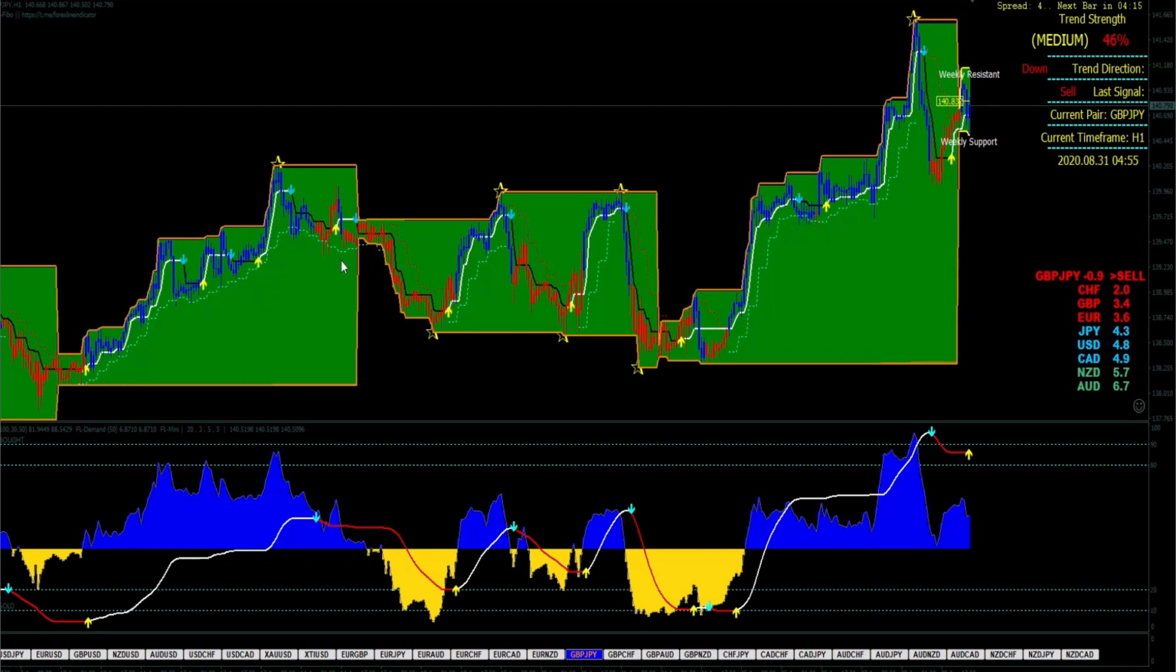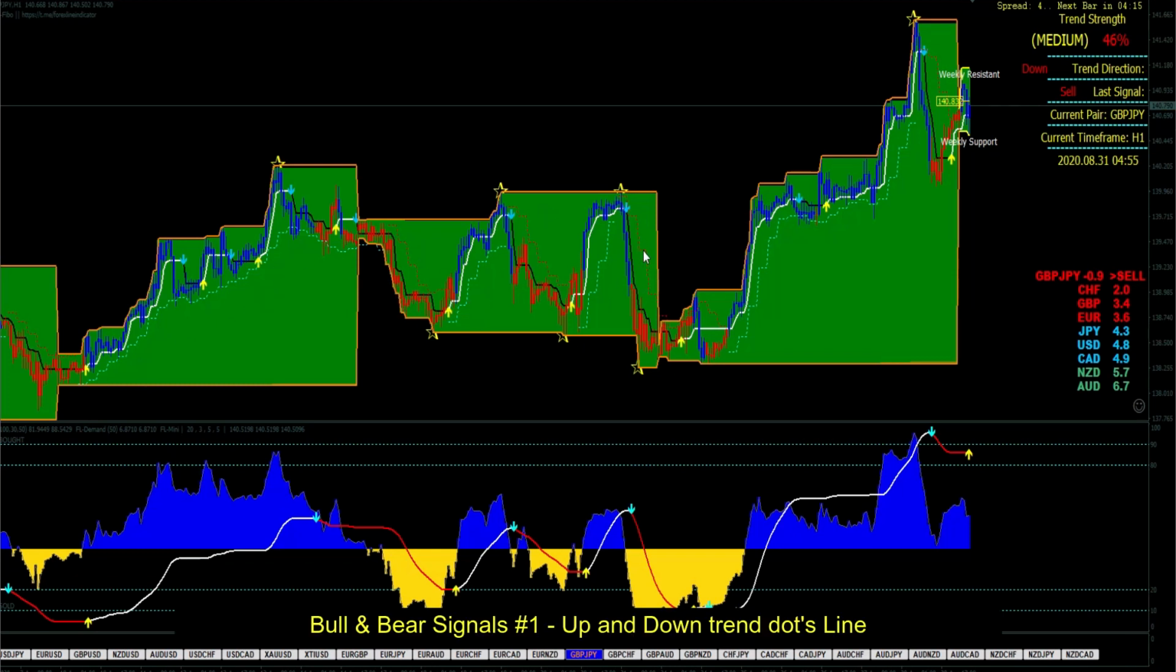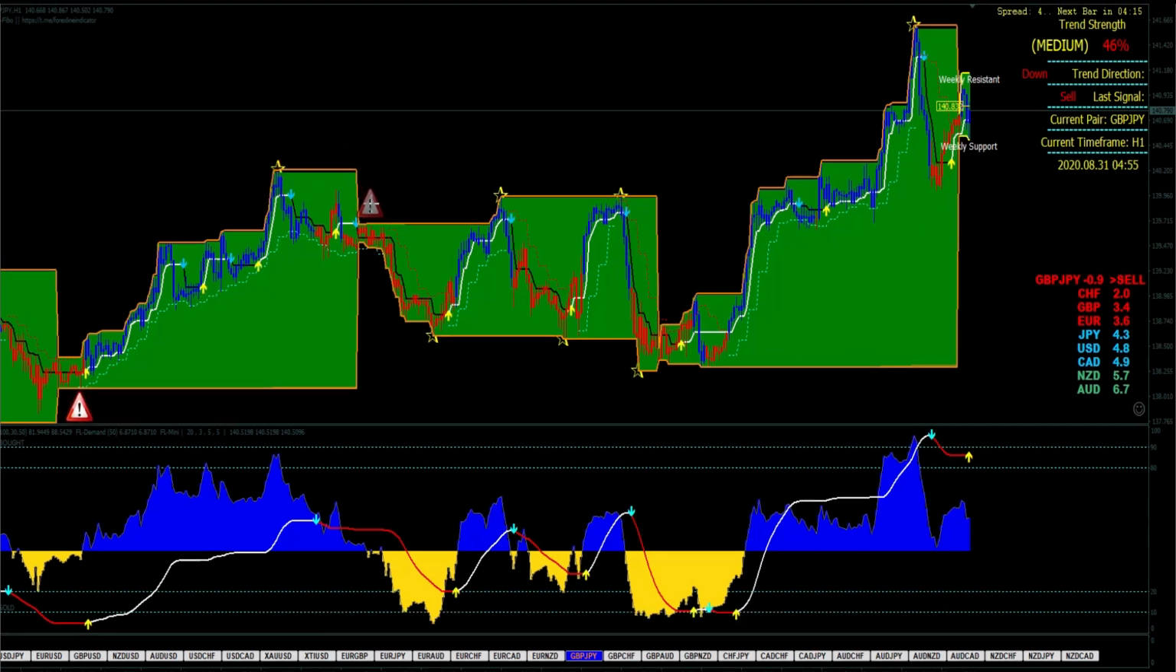Bull and bear number 1 is the white line and the red line with the dot. White dot line is bull and red dot line is bear. The bear trend is completed when the red dot line stops moving and changes to a white dot line. The bull trend is completed when the white dot line stops moving and changes to a red dot line.